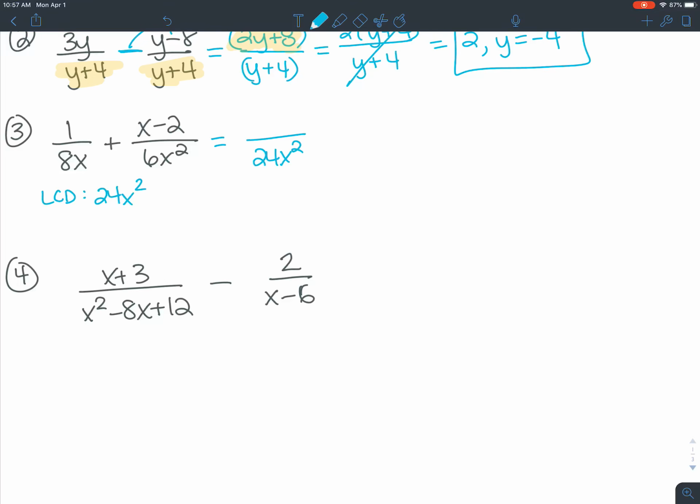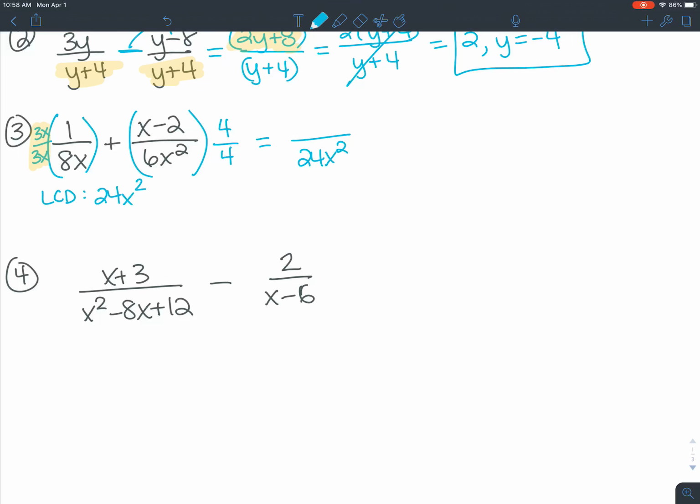Now, what are we actually going to multiply each one by to get that? So this one we need to multiply by 3x over 3x, and this value that I'm multiplying by would reduce to 1, so I'm not changing the value of the fraction, I'm changing the appearance of the fraction. And this one we would need to multiply by 4 over 4.